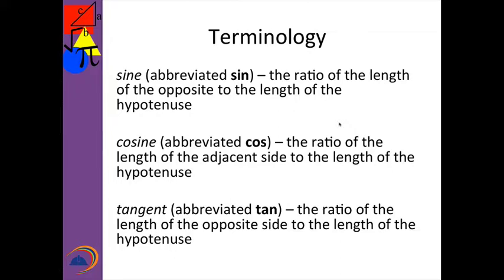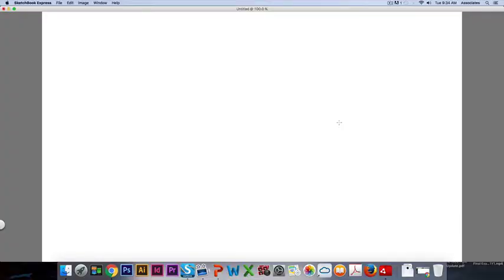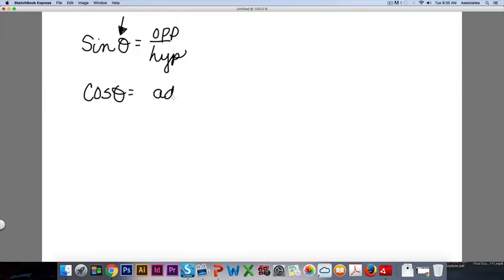So let's go ahead and go to our slate, and I want to show you a little way to remember this if you haven't learned it already. All right, so the sine of an angle is the opposite side over the hypotenuse. And in math, we use thetas. It's just a variable. It's there to honor the ancient Greeks. We don't usually use x's in trig functions. Cosine of theta is the adjacent over the hypotenuse. And the tangent of theta is the opposite over the adjacent.